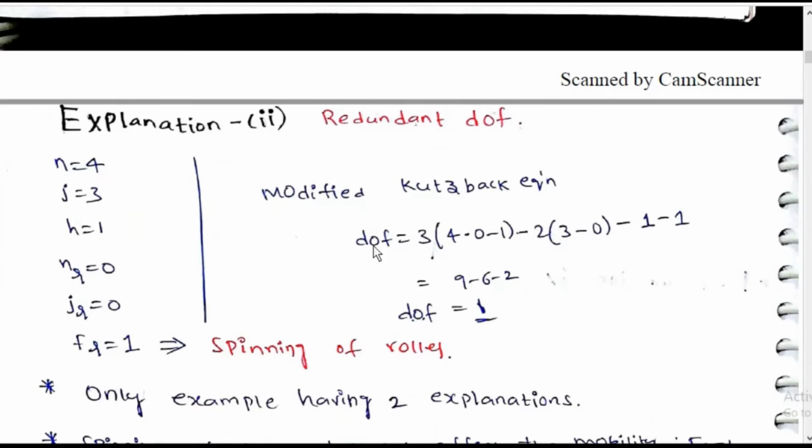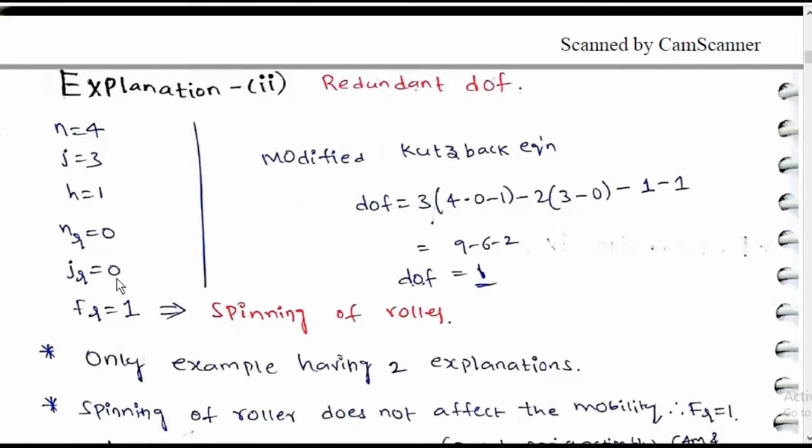Modified Kutzbach equation, degrees of freedom is equal to 3 into (4 minus 0 minus 1) minus 2 into (3 minus 0 minus 1) minus 1. FR can be considered as 1. Then 9 minus 6 minus 2, degrees of freedom is equal to 1. FR equal to 1, spinning of roller, and we will consider NR is equal to 0 or JR is equal to 0. Either in this way or above way.